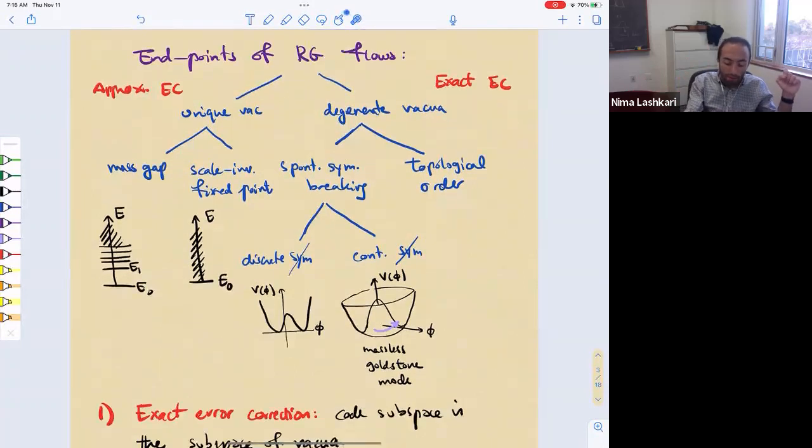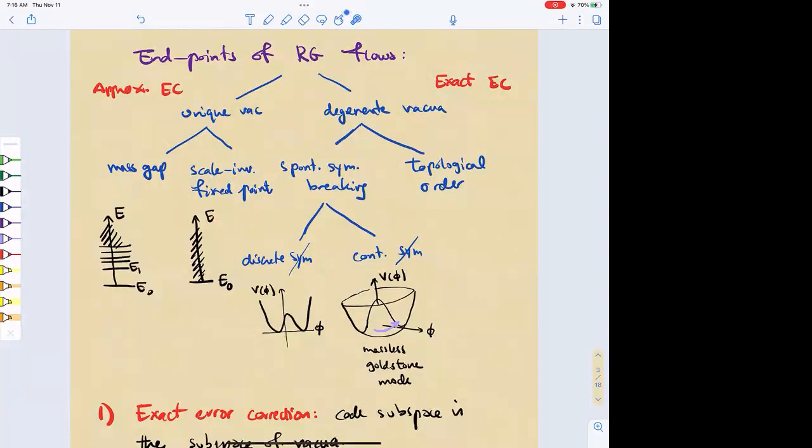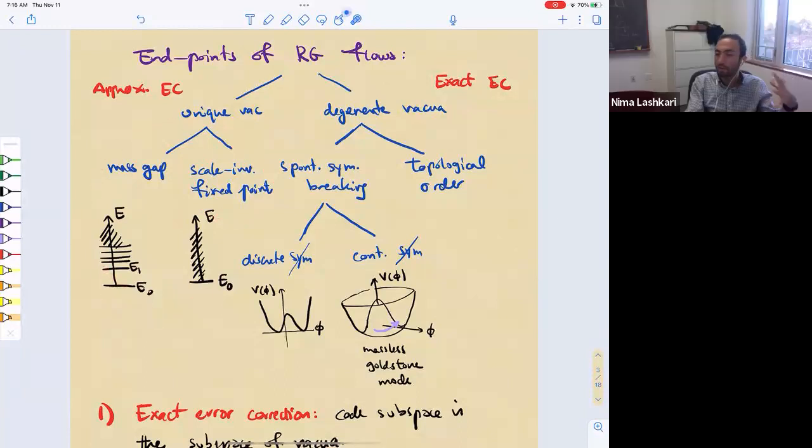So when you have a unique vacuum, in the continuum limit you could have a mass gap or some sort of scale invariant fixed points. We're going to spend some time talking about both of these cases. But this side of the story is actually more well known. The connection between quantum error correction as exact error correction and degenerate vacuum of a classical or quantum system is a well-known story.